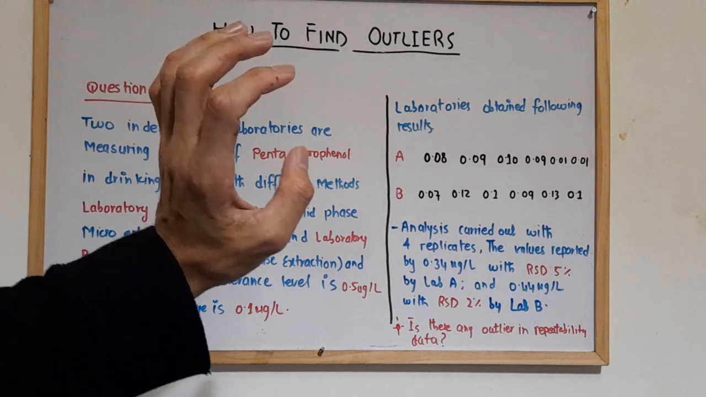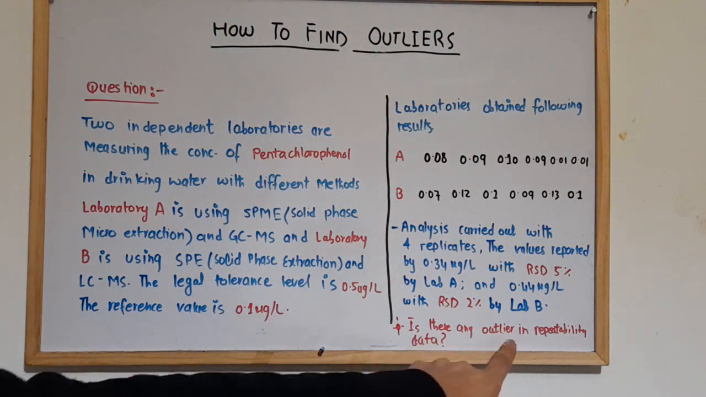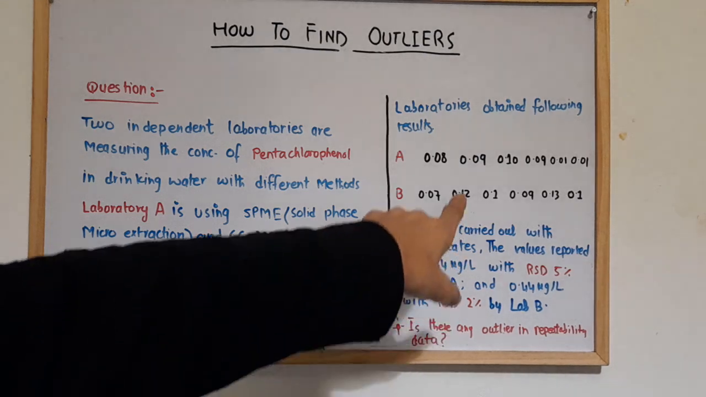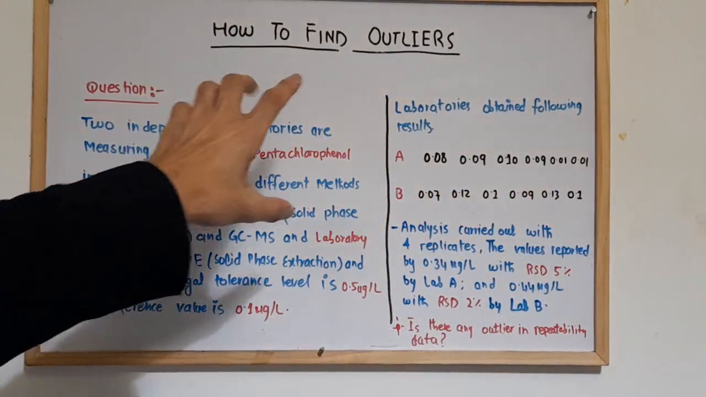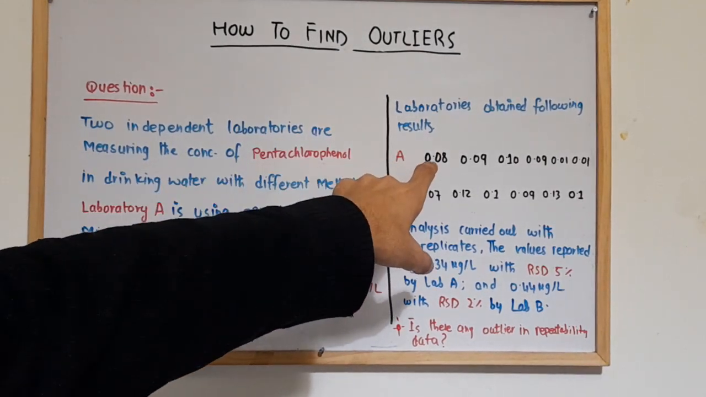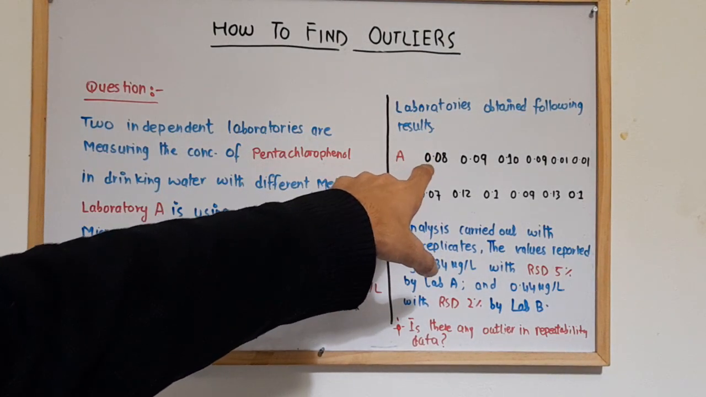The main question is: is there any outlier in the repeatability data? Is there any outlier in this data and in this data? We're going to find out quickly how to find the outlier in this data.